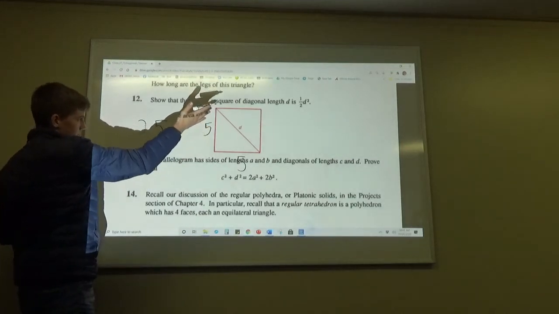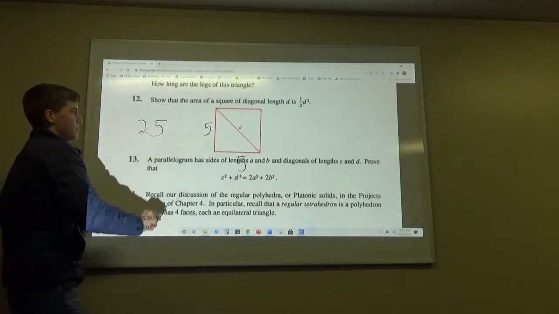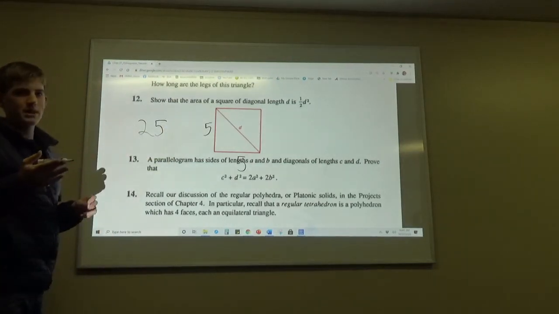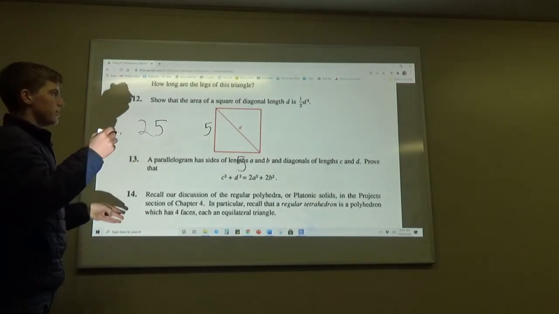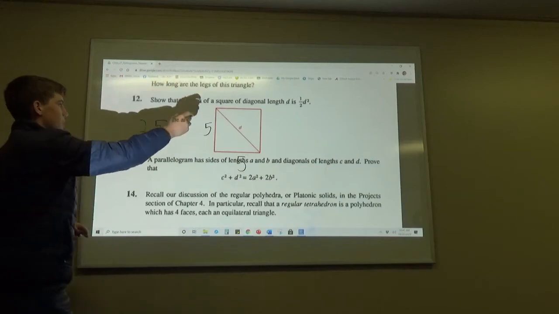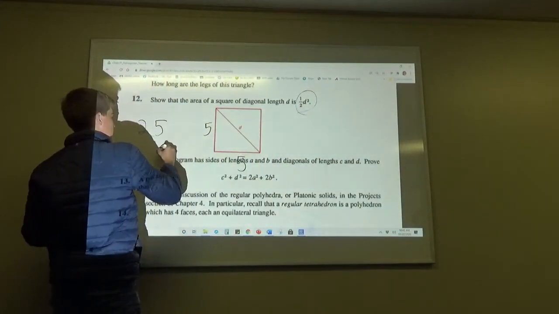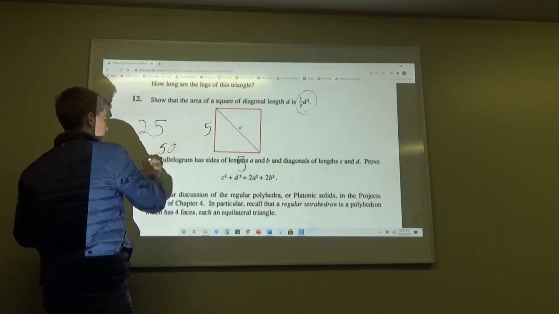So if you find d in this equation, it would be 7 and a decimal. And if you took that and squared it, because that's the equation, then you would get 50, multiply that by 1/2, and then that's 25.